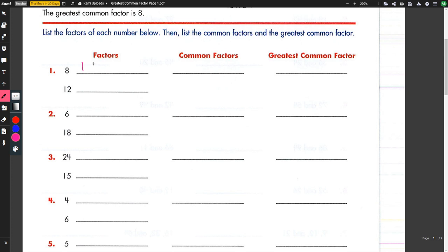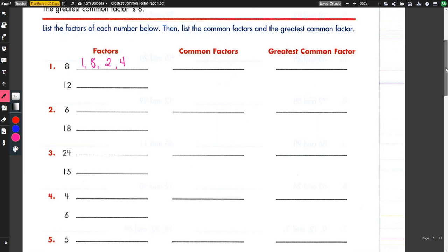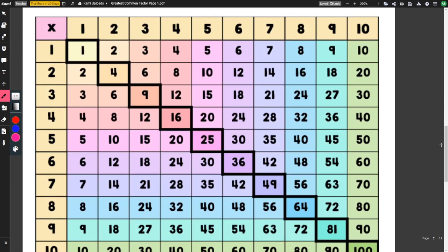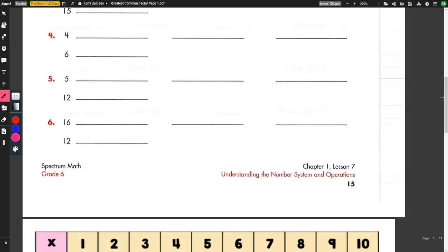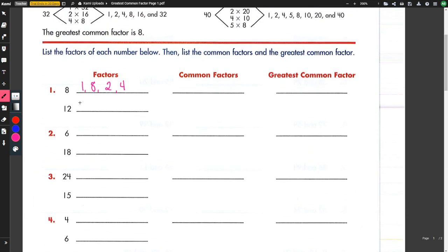are 1 and 8, 2 and 4. Put a comma so I know it's not 18, it's 1 and 8. For 12, scrolling back down, I obviously know 1 and 12. Here's 1, 6 and 2, 3 and 4. It's another 6 and 2, 3 and 4. Okay, that looks like it's it. Once I keep seeing the same ones over and over again, I know that's it. Because 3 and 4 and 4 and 3 are the same. And then we got 2 and 6.